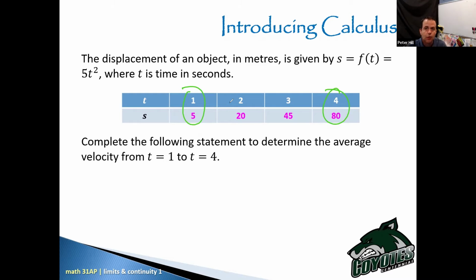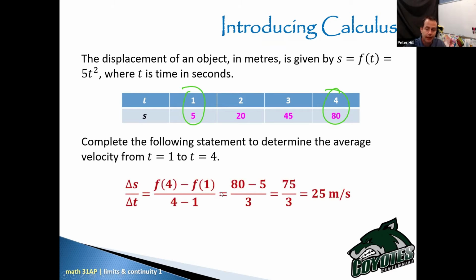Now, to be a little bit succinct, 80 is really f of 4, right? F of 4 means the y value at 4. So I'm going to write it like this: f of 4 minus f of 1 over 4 minus 1. That's saying the y value at 4 minus the y value at 1 over 4 minus 1. So that gives me 80 minus 5 over 3 equals 75 over 3, which is 25 meters per second.